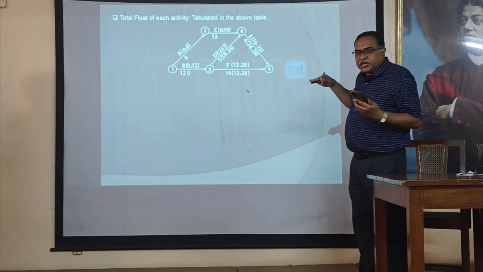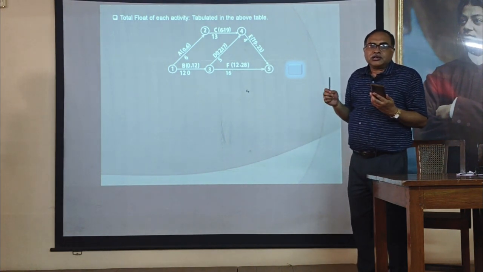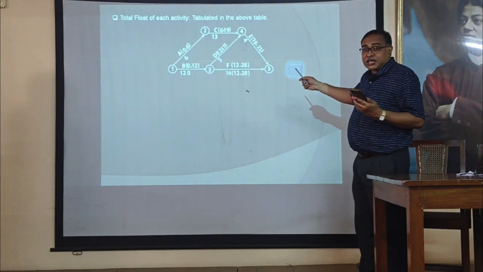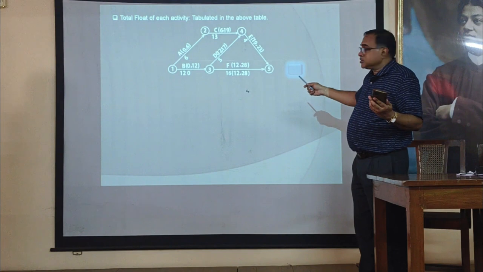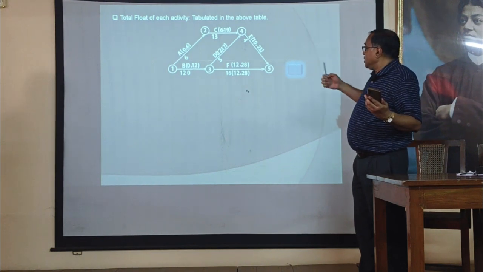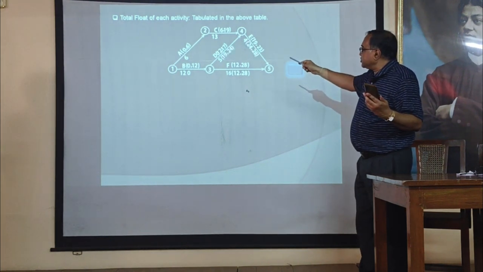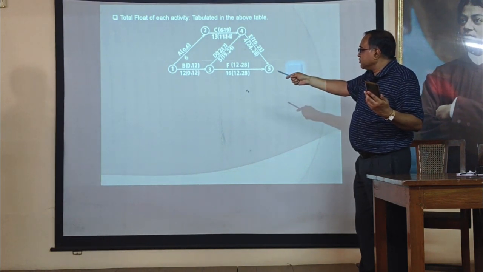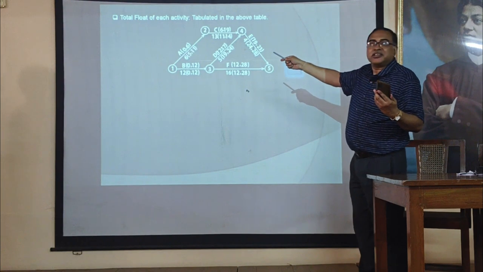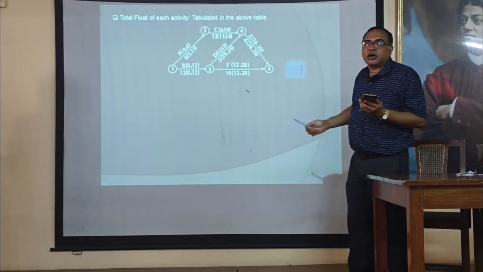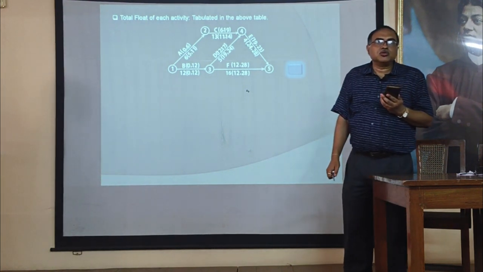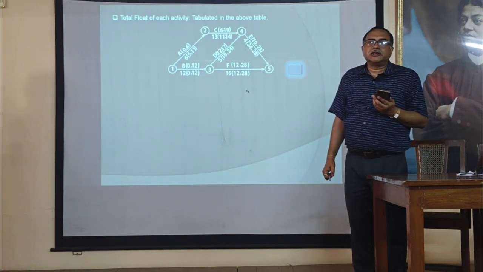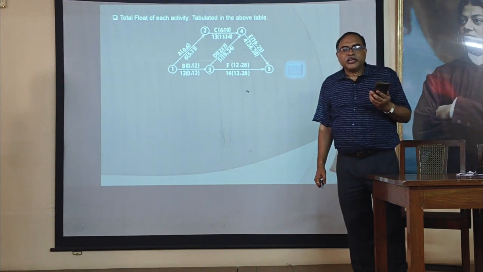Now, in a similar way, we can continue our backward calculation from the last activity, from F activity, then E activity, then D activity, then C activity, then B activity, and lastly A activity. We have completed our network diagram using the PERT method. PERT means Program Evaluation and Review Technique.